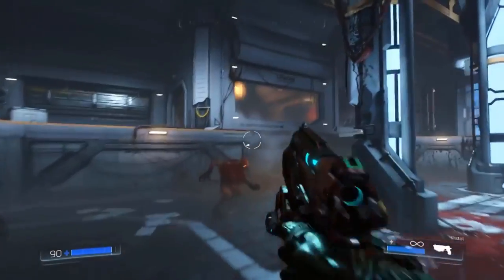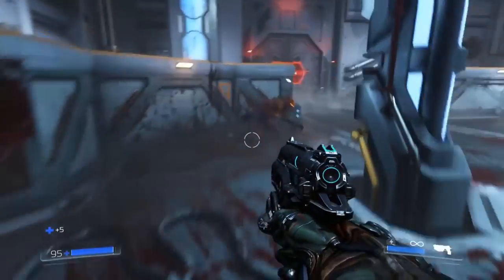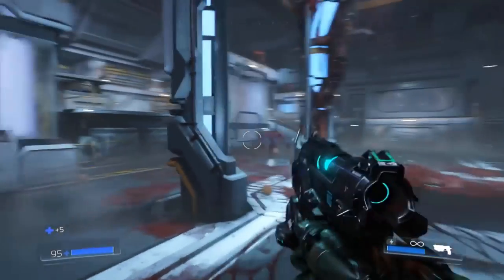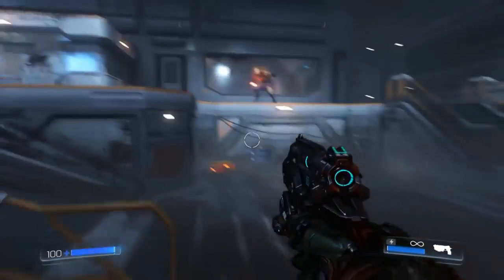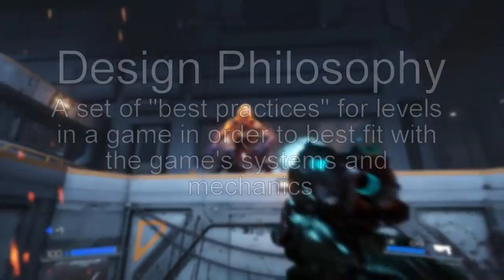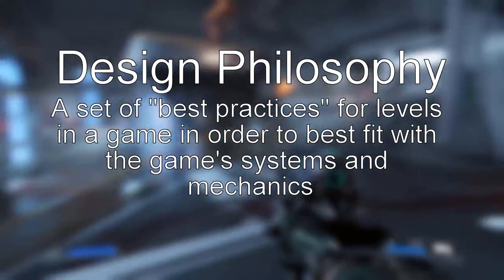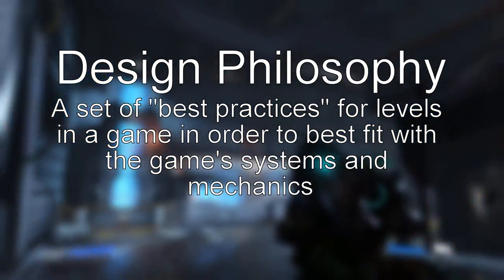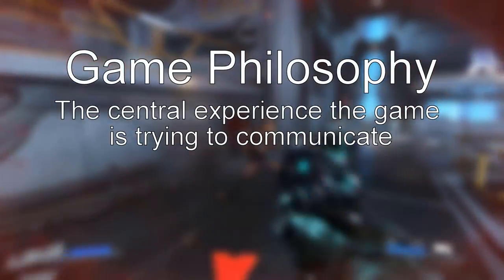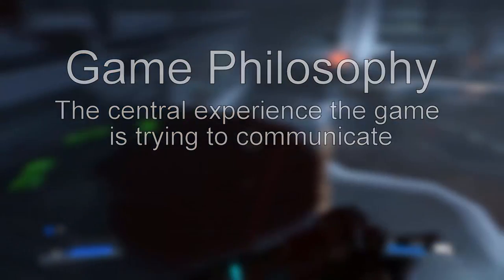Think about this. This is the result of slight changes to two mechanics in two different shooters. Despite the many similarities in the gameplay, the best practices for these two games can be quite different. This is referred to as the design philosophy, a set of rules that the level designers follow to ensure their levels work well within the game and to maintain a coherent style. This often dovetails with the game philosophy, the central idea that every element of the game needs to reinforce.